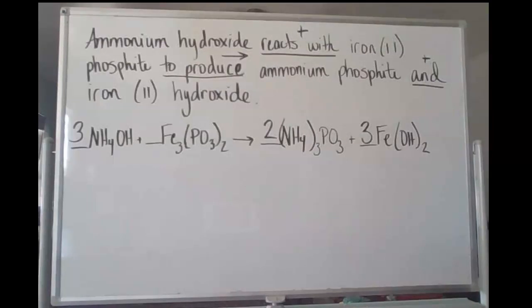I'm going to change my coefficient of 3 to a 6, and now I'm going to go back and double check that I have the right amounts of everything. So on the left, I have 6 ammoniums, and I have 6 ammoniums on the right. On the left, I have 6 hydroxides, and I have 6 hydroxides on the right. On the left, I have 3 irons, and I have 3 irons on the right. And then on the left, I have 2 phosphites, and I have 2 phosphites on the right as well. So I now have a balanced equation.